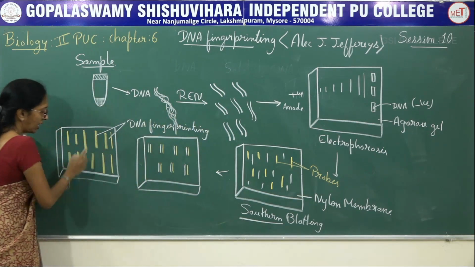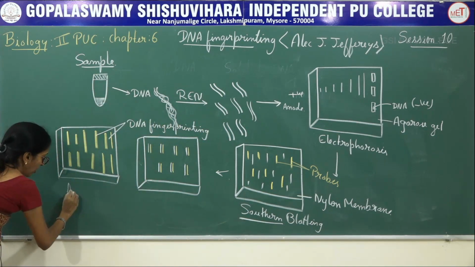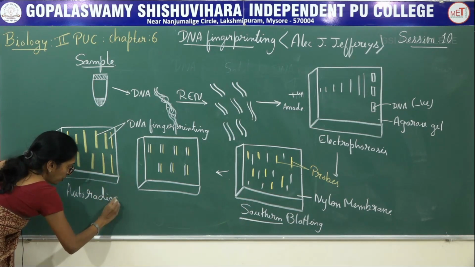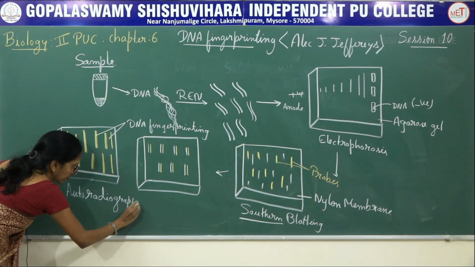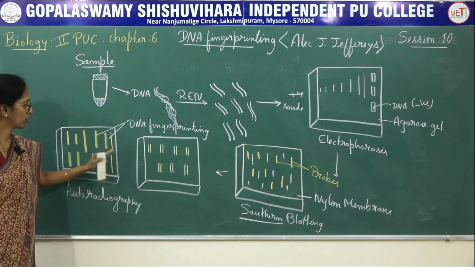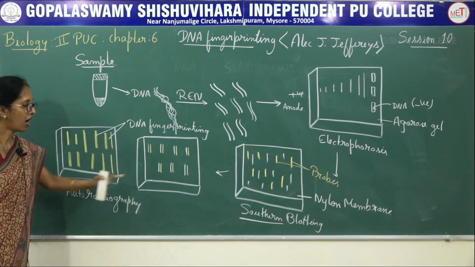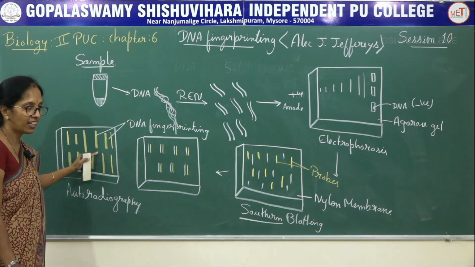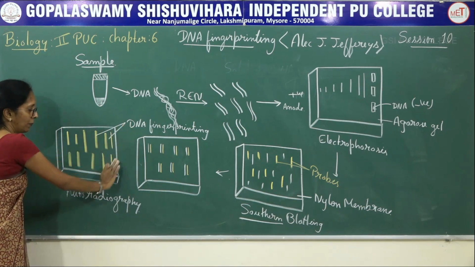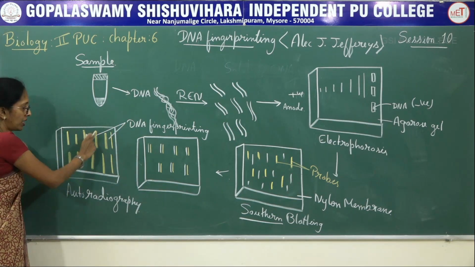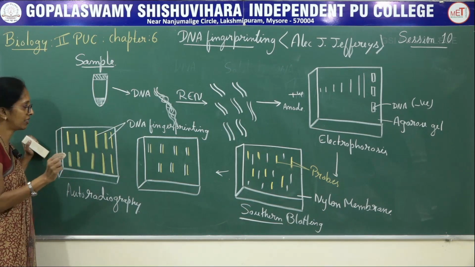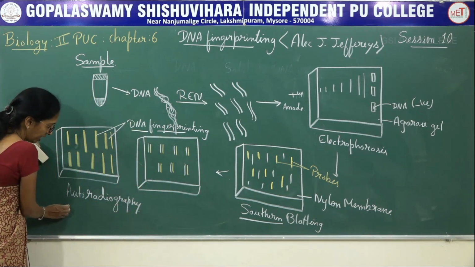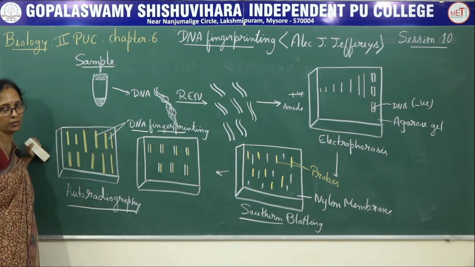And this process is said to be autoradiography. So what is meant by autoradiography? After southern blotting, hybridization takes place, and then X-ray film is placed over this. What happens? We can see the very much elongated bands, and these bands are nothing but DNA fingerprinting, and the process is said to be autoradiography.